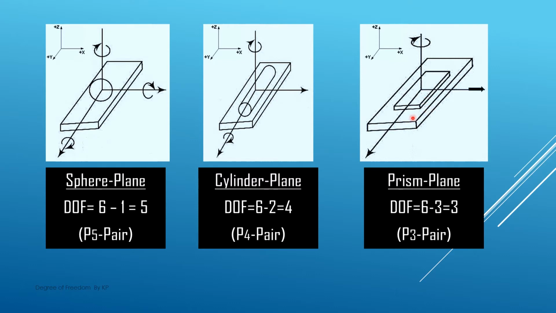1 along the z direction, that is translatory restriction, and 2 along the rotational direction about the x and y axis. So it is having 3 restrictions. So degree of freedom is 6 minus 3, that should be equal to 3. This kind of pair we are calling a P3 pair, which is having 3 degrees of freedom and having 3 restrictions.